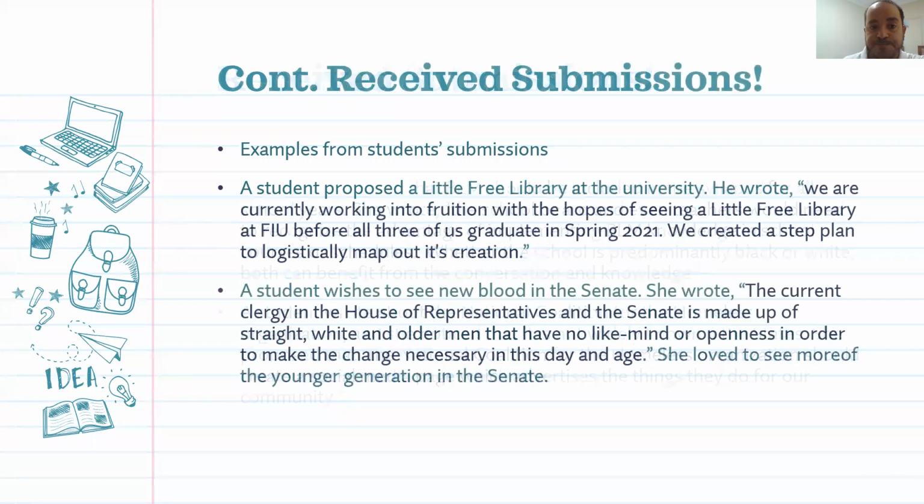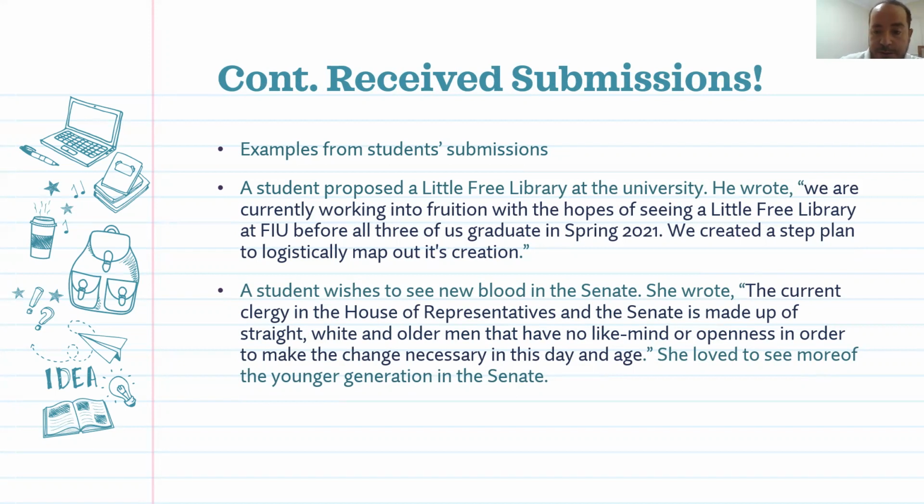Okay, more examples. Someone wrote about the Little Free Library at the university. He wrote, "We are currently working into fruition with the hopes of seeing a little free library at FIU," FIU again being Florida International University, where I teach, "before all three of us graduate in spring 2021." So he was talking about what he is doing with two of his colleagues. He said, "We created a step plan to logistically map out its creation," which was great.